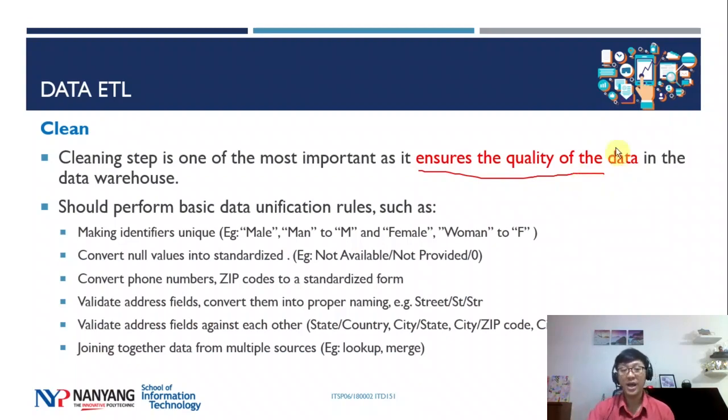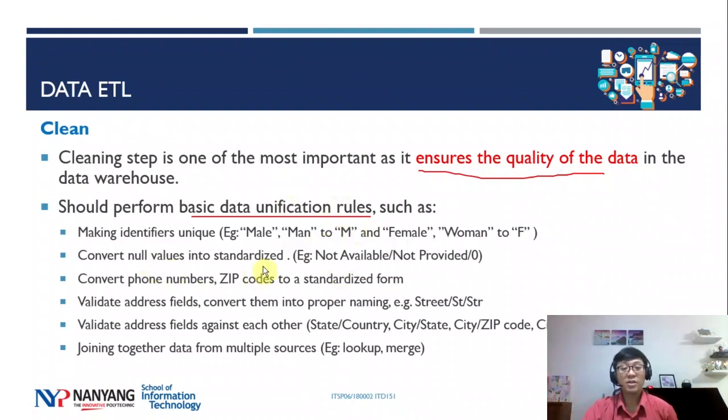What do you do to clean the data? There are lots of things that you need to clean. So, basic data unification rules. You want to basically standardize the data. For example, when you do a survey, some people put male, man, or M. So you want to standardize all this data into one form, either male or M, or female or F, so that at least you can do some calculations.